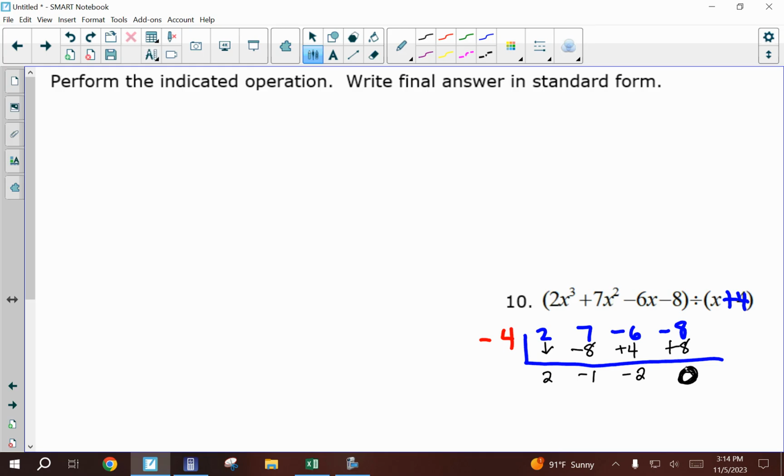And then we want to make sure to put the letters back on. So if you look at the highest exponent in the problem, it was x to the 3rd, so we're going to knock that down by 1, so it's going to become 2x squared. This is going to be minus x minus 2, and then that's my answer.